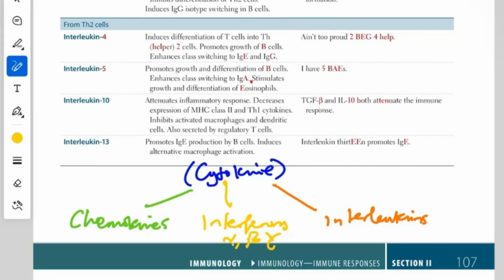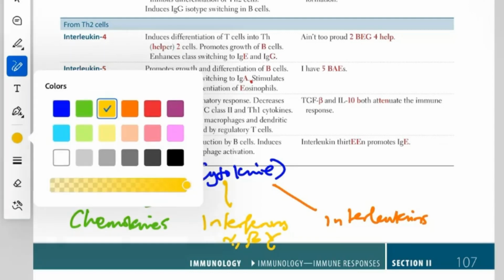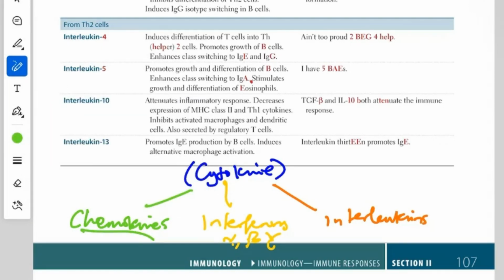So when you hear chemokines, first of all, the word comes from chemical, chemo, from chemicals, and kines from kinetics. So chemicals that stimulate cell movement.